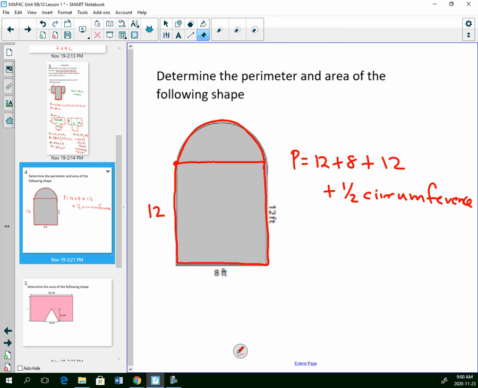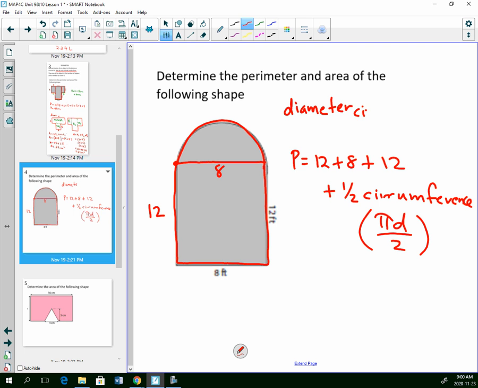Doesn't really matter which one you use, but pi times the diameter is the circumference, and then I have half, right? So I'll divide that by 2. So I know I'm using the diameter because I know the diameter, right? The diameter is 8. So the diameter of the circle is 8, right? So I'm going to use that. So if this is 8, then this is 8, and this is the diameter of the circle.